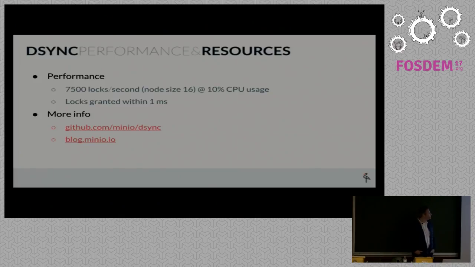In terms of performance, on a 16-node configuration, we were able to do 7,500 locks per second. It takes about 10% CPU usage on a regular server, and typically a lock is granted within 1 millisecond. So this quite nicely met our requirement in terms of an object storage.